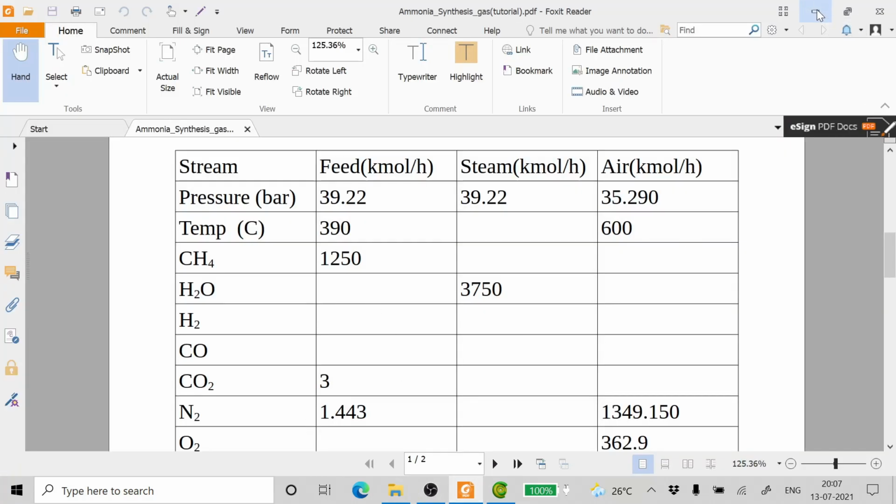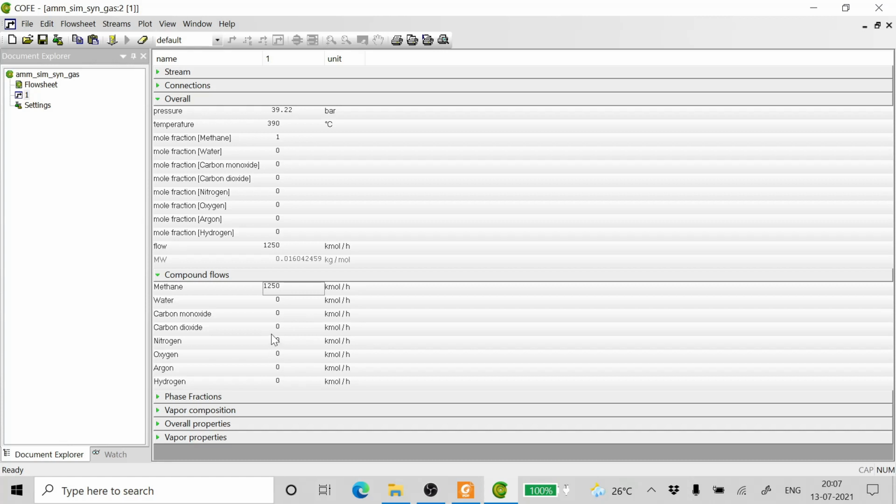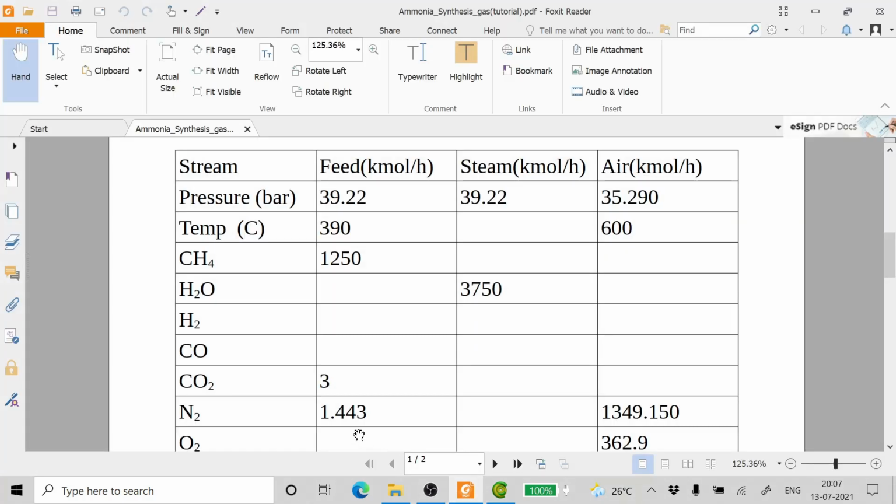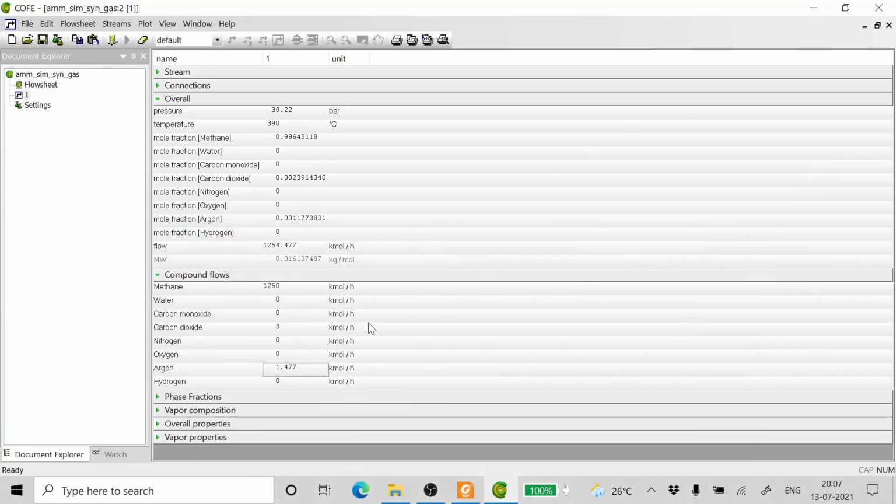The amount of carbon dioxide in that is 3 kilomole an hour. And the amount of argon in that is 1.443. So we have entered all the information that is required.